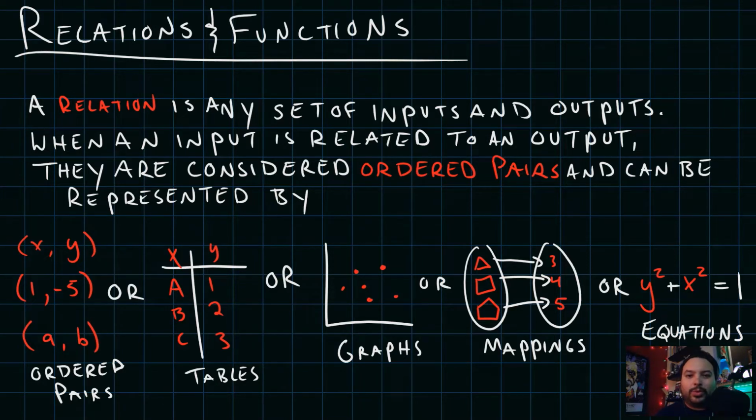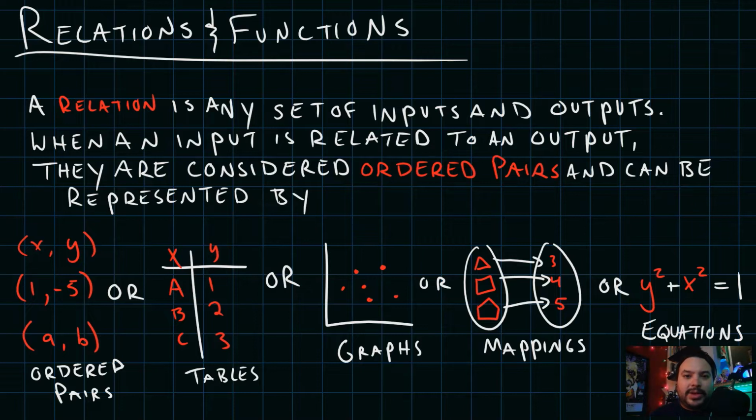And we can represent ordered pairs in a lot of ways. You have coordinates, which we also call ordered pairs, tables, graphs, mappings, and equations. All these different ways we're going to use to represent relations, look at different relations. So relations aren't any specific thing. Like I said, they're just a collection of inputs and outputs.